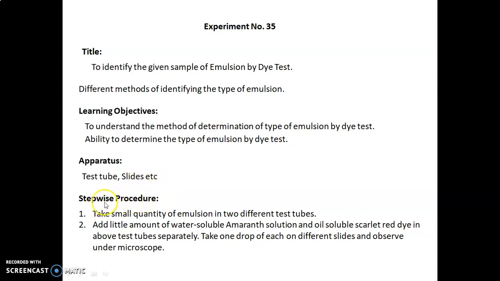Stepwise procedure is, first point, take a small quantity of emulsion in two different test tubes, and second one, add a little amount of water soluble amaranth solution and oil soluble scarlet red dye to the above test tubes separately. Take one drop of each on different slides and observe under the microscope.